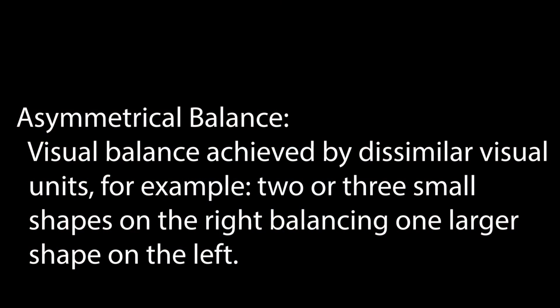Now there are small variations in that. That's what makes us interesting. But basically, you have an ear on this side and you have an ear on this side. Those two forms are symmetrical. So that's symmetrical balance. And then asymmetrical balance. Asymmetrical balance is visual balance achieved by dissimilar visual units. For example, two or three small shapes on the right balancing one large shape on the left.